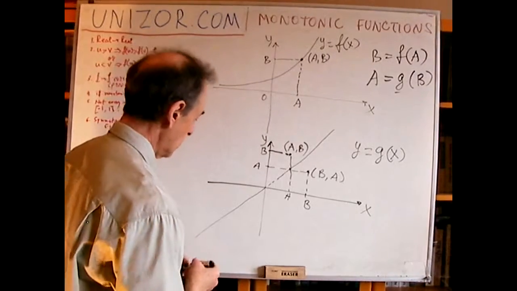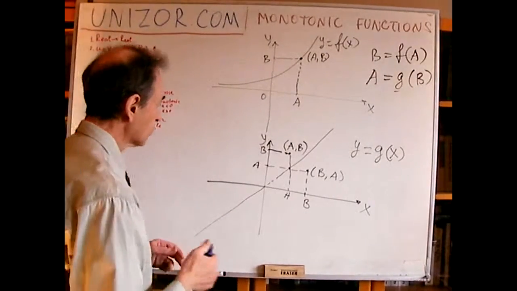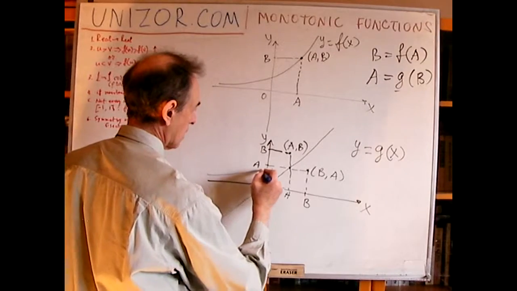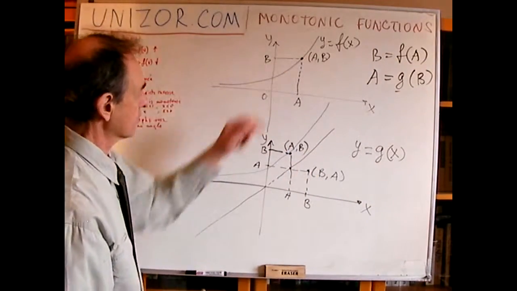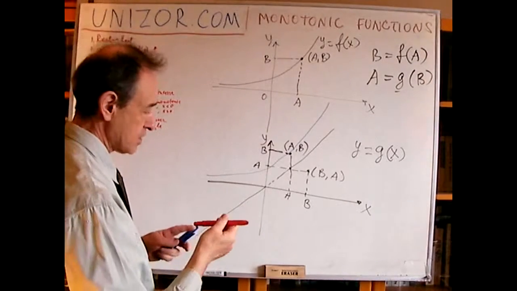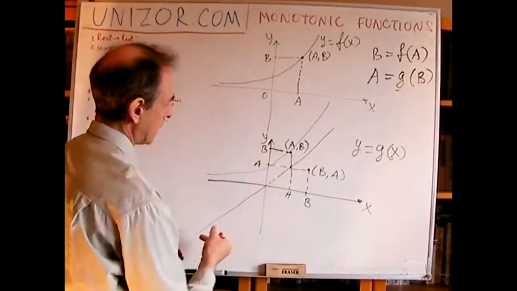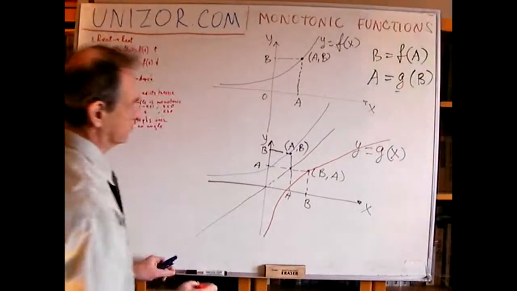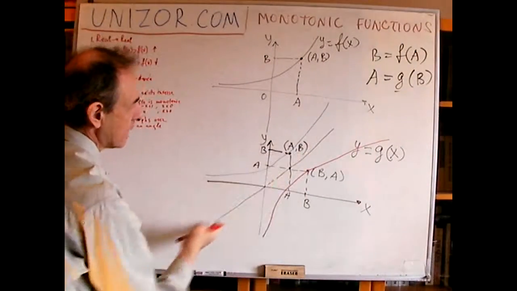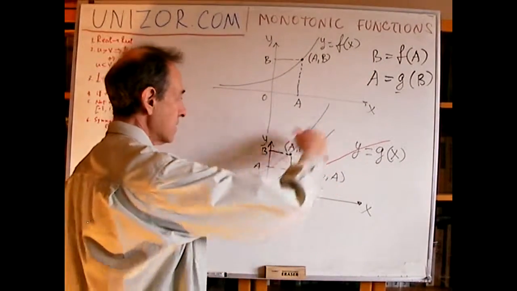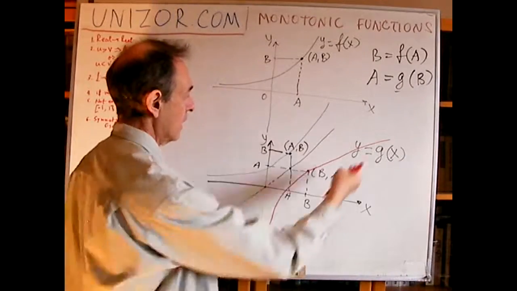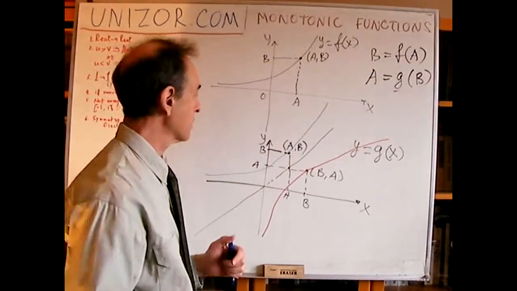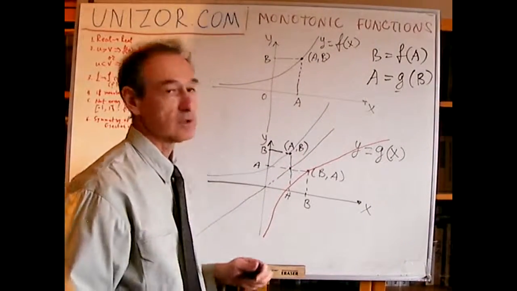So let me again draw, maybe in a different color, the original graph, which looks like this, approximately, right? And it goes through, okay, something like this, right? This is the original. Now, let me draw a graph which is symmetrical to this one relative to this bisector. Well, it probably looks like this. So these two graphs are symmetrical relative to the angle bisector. This is the original monotonic function, and this is the inverse function. So the inverse function is always symmetrical with the original function relative to the angle bisector.